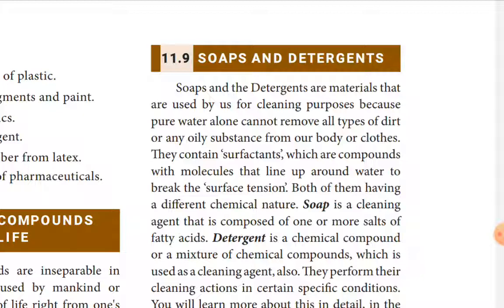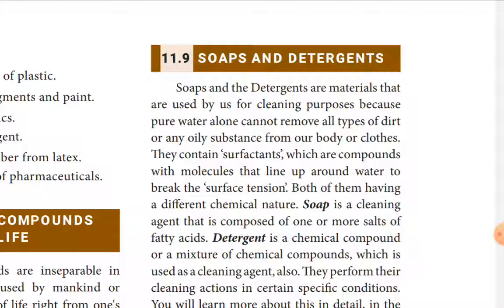Pure water alone cannot remove dirt and oily substances from our body or clothes, so we use soaps and detergents. They contain surfactants. What is the meaning of surfactant? Surfactants are chemical compounds that line up around water and reduce the surface tension. When the surface tension is reduced, the soap or detergent can work to remove dirt or grease from the clothes.